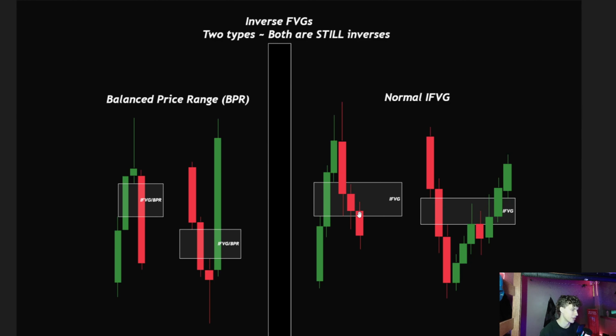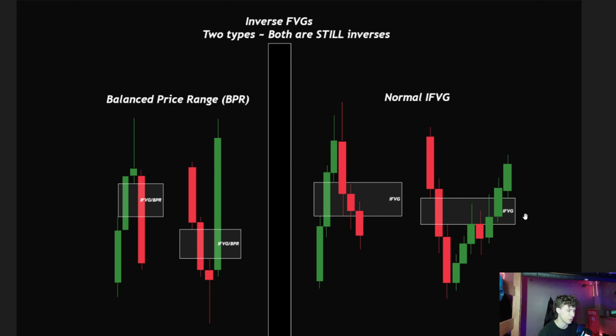So now we just have a normal IFVG on the right here, pretty much the same thing, except it just doesn't create a fair value gap on the other side, right? So we have a bullish fair value gap, gets ran through, and then obviously there's a lot of wicks in this one, so you can't really see a fair value gap on this time frame. And same thing for the bearish example. We still run through it, indicating that we want to move higher, but we don't create a fair value gap right here at all. So this is just a normal inverse, and we still want to see price react off this area, but it might not be as clean or as strong as something like a BPR.